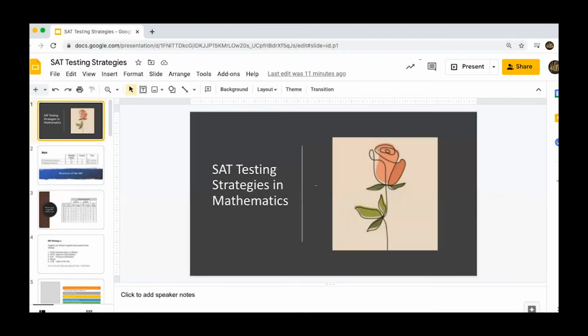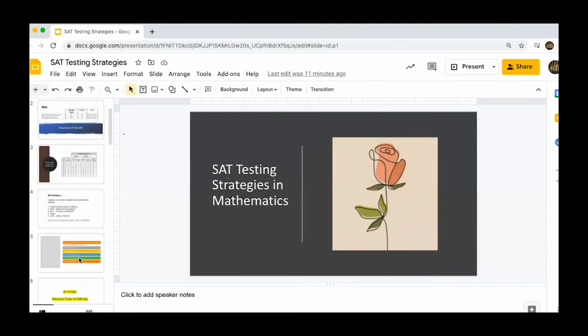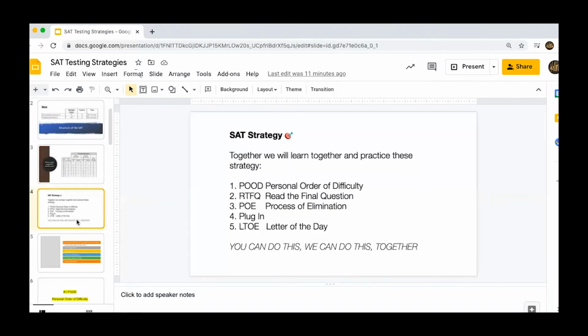So I'm going to show you the SAT strategy. This is really, really helpful, especially when you are a junior, you will take the test in March. And if you are a senior, you will take ACT. But these strategies will really, really help you. So first one is, there are 5 of them. I'm going to go over each of them.